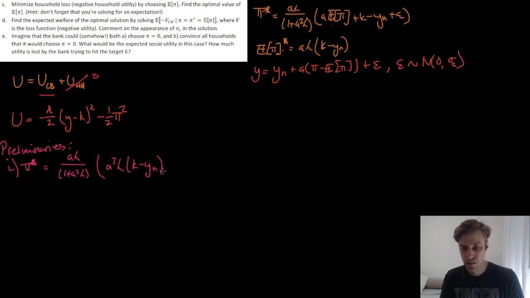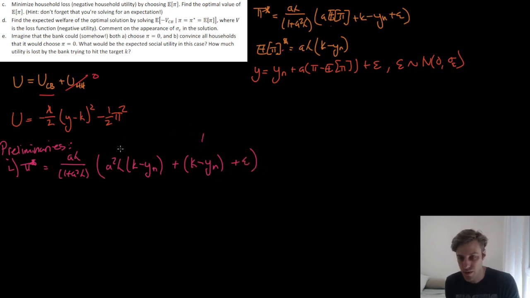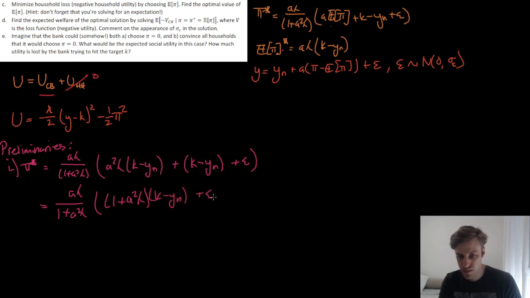K minus yn, plus, and I'm going to just draw brackets because I'm allowed to do that, but it'll make my point clear, k minus yn plus epsilon. So we see we have a k minus yn here, we have a k minus yn here, so we can factor out a k minus yn from these two terms. So we can write this as a lambda over 1 plus a squared lambda, and then we'll get 1 plus a squared lambda, k minus yn plus epsilon.